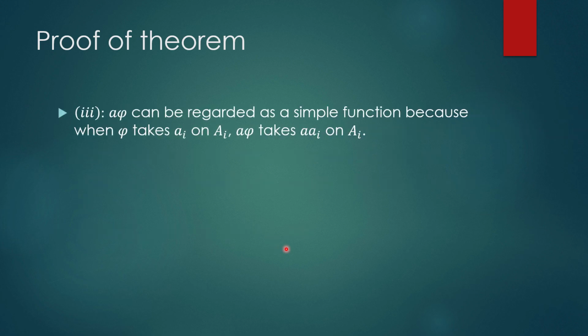Next, you multiply a simple function by a constant number that is measurable. That is what we are going to prove. Alpha phi can be regarded as a simple function, because when phi takes ai on Ai, alpha phi takes alpha ai on Ai. All right, so alpha phi can be regarded as a simple measurable function.